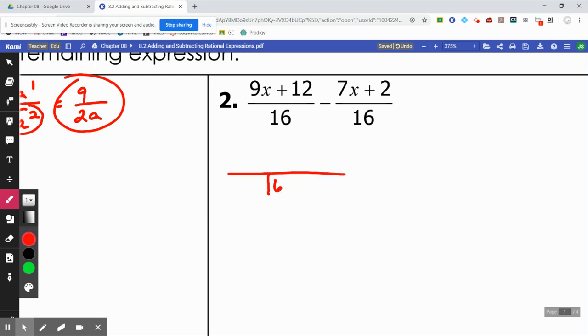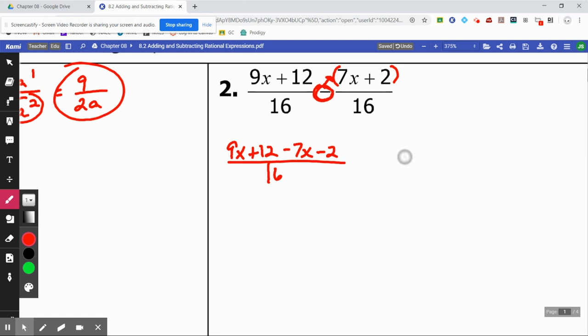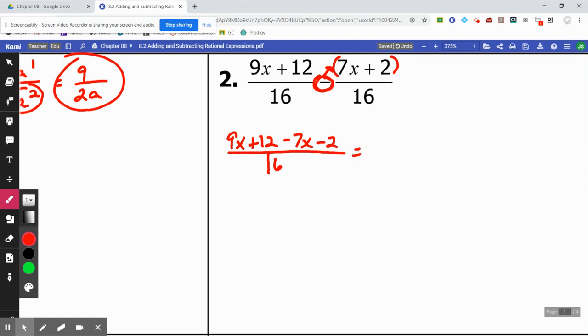Number 2, common denominator is 16 already. Leave it. The top, now you got to be careful here. This stuff is in parentheses and there's a minus in front of it. So when you go to rewrite this, which is going to be pretty necessary, make sure you distribute this minus. It's a minus 7x and a minus 2. That's the number one mistake people make here. And now combine like terms on top, 9x minus 7x is 2x, 12 minus 2 would be plus 10, over 16.